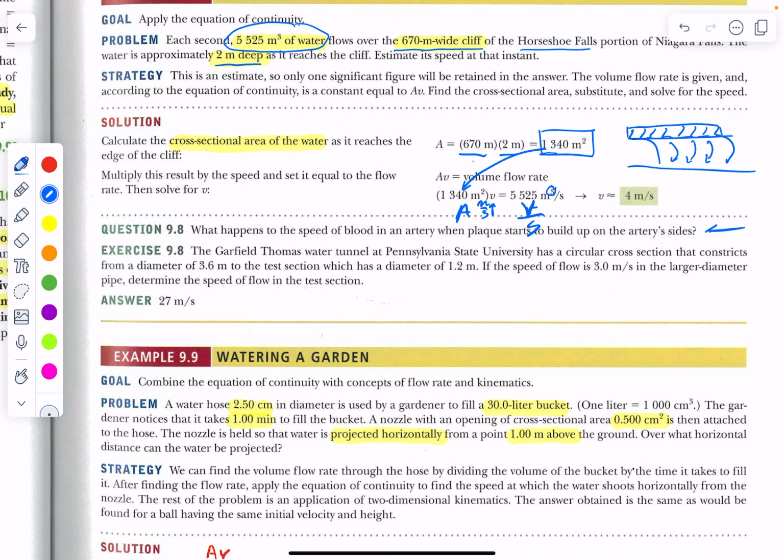This is an interesting medical question. What happens to the speed of blood in an artery when plaque starts to build up on the artery side? So if this is the wall of the artery and you get some plaque building up here, you can see if this is a vector representing speed, the speed has to increase when the channel of blood is narrowed because of the plaque, and then it's going to slow down again.